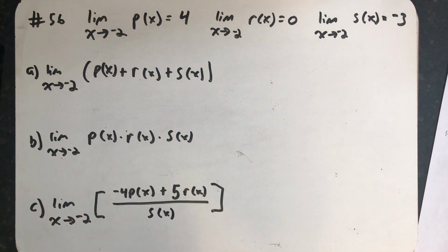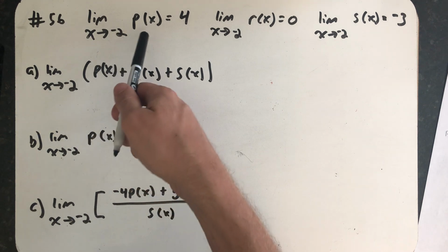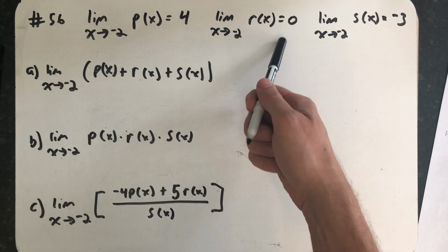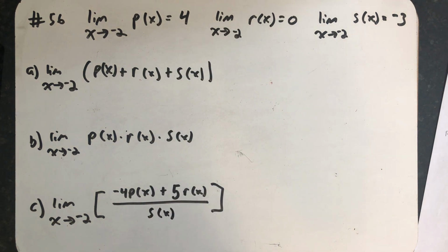But first off, in problem number 56, I'm told that the limit as x approaches minus 2 of p is 4, of r is 0, and of function s is minus 3. I'm asked to evaluate these three statements.